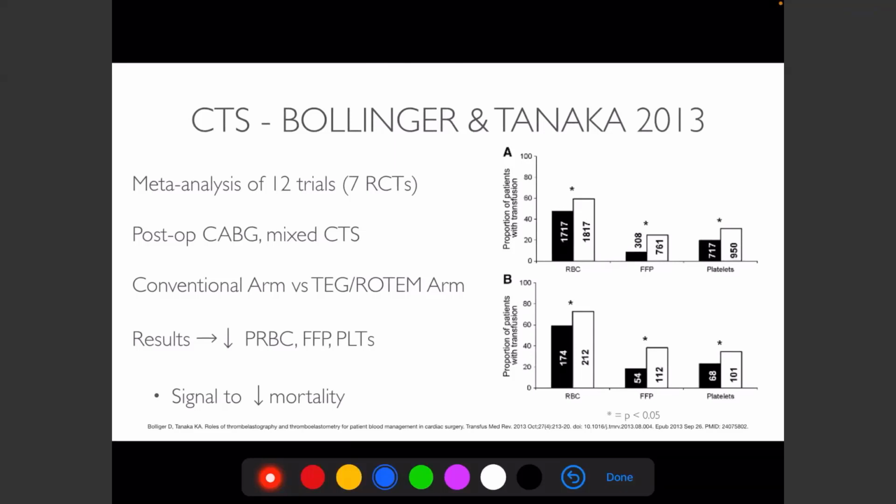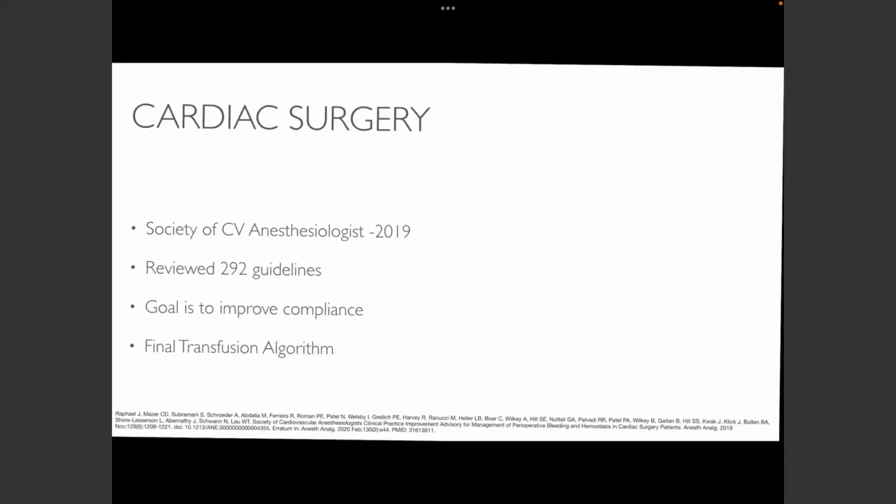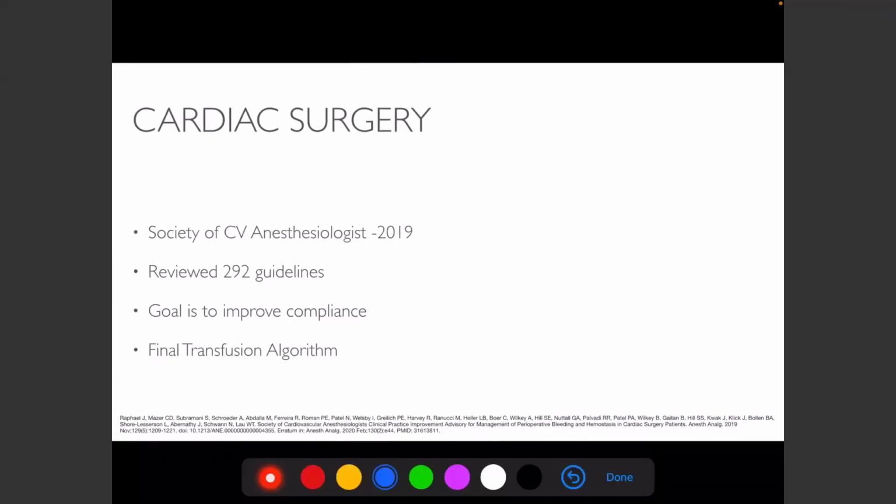They also commented about the dilutional thing because the targets were the same, a hemoglobin of 8 or 28, depending on whoever your surgeon is. But I think it's definitely a combination of the two. So cardiac surgery: the Society of Cardiovascular Anesthesiologists reviewed 292 different guidelines in a paper in 2019.